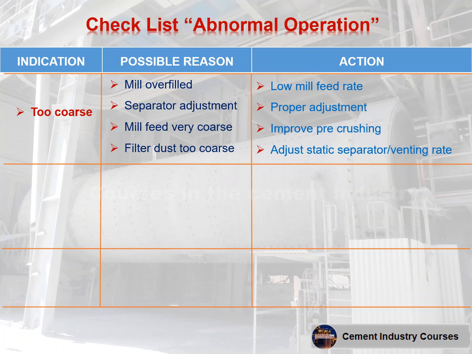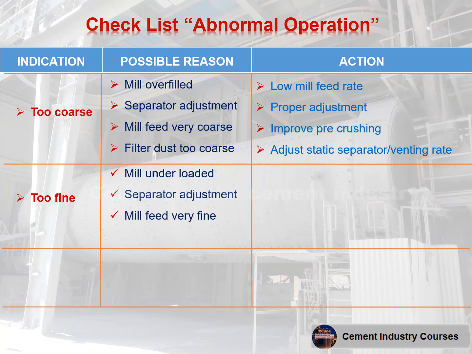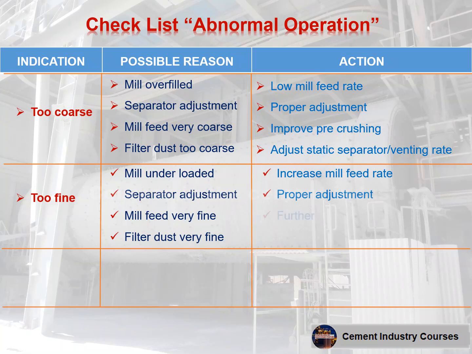Indication: if the cement is too fine. Possible reasons: mill underloaded, separator adjustment, mill feed very fine, filter dust very fine. Action: increase mill feed rate. Proper adjustment. Further investigation required. Adjust static separator, or venting rate.